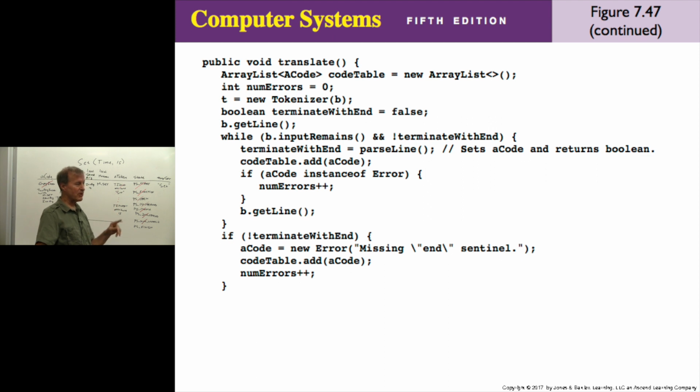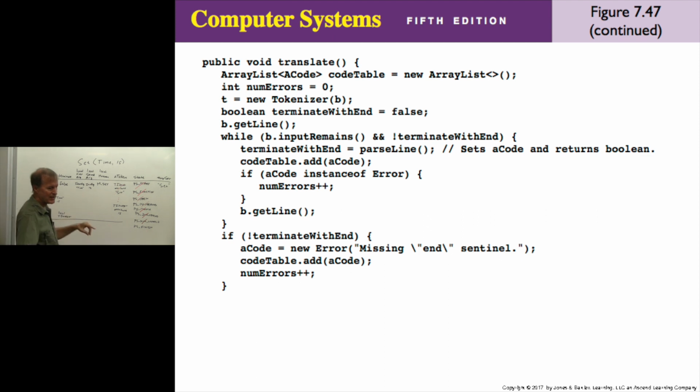parseLine. And when it does parseLine, it goes through all this. And in this case, it will return false. Right? So terminate within will be false. But in the process, what will happen? This abstract code will be generated.